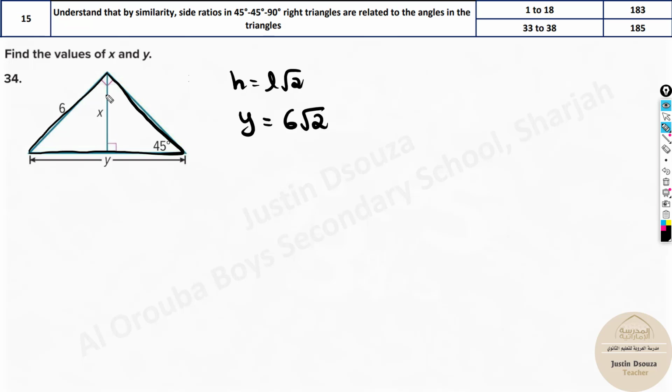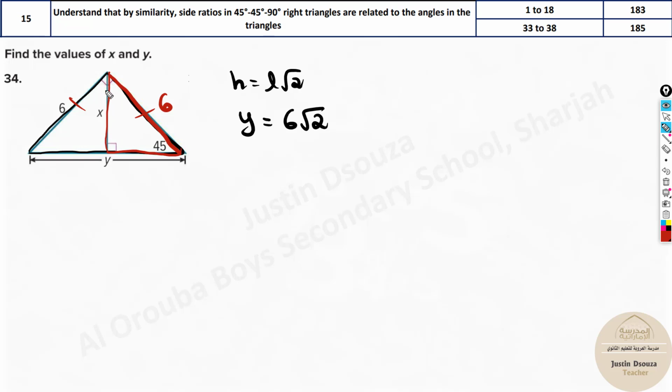Fine. But we need to find this x as well. So what we do is we will see another triangle. Now this one, let's say this one only. This, and this. What is this? 6 and 6, they are equal, right? This is 6. Fine. If that is 6, okay.